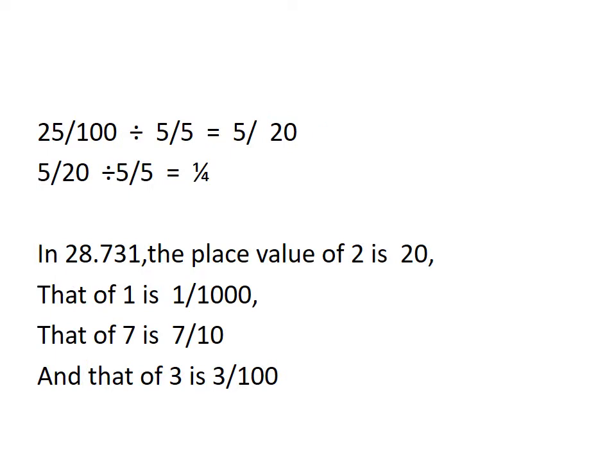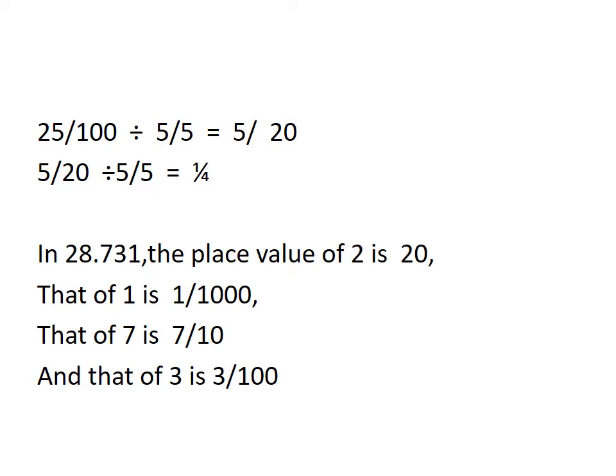Let us see one more example. 25 upon 100 you have to change in the lowest term. You have to divide numerator and denominator with 5. Answer will come 5 upon 20. Again divide it with 5. You will get 1 by 4.